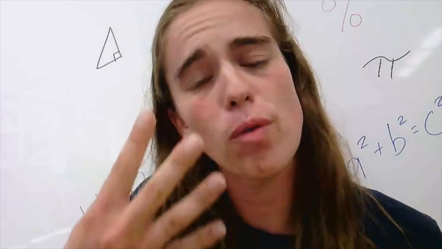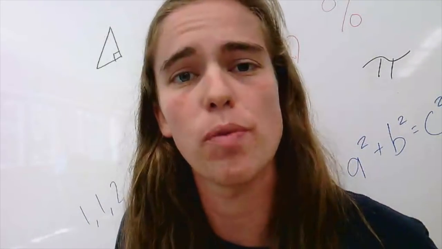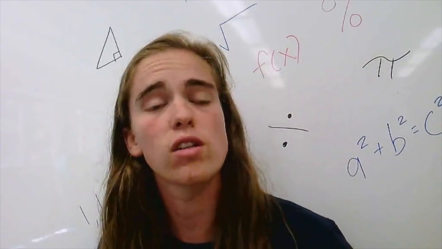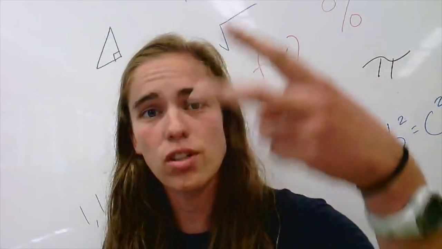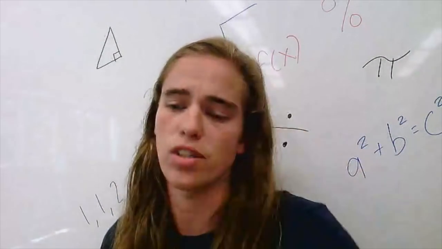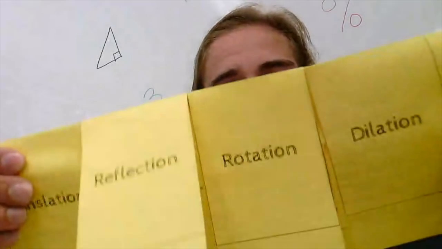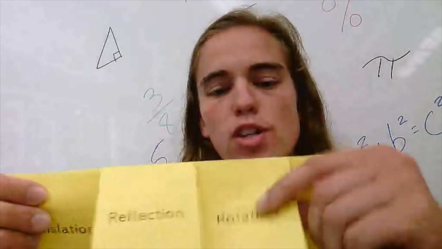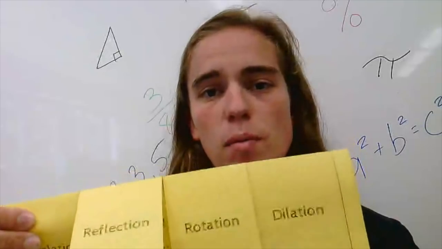In math, there are four main ways that we're going to transform geometric shapes. These four ways include translations, reflections, rotations, and dilations. When we're finished, your foldable is going to look something like this, where you can flip up each vocabulary term and see an example below.